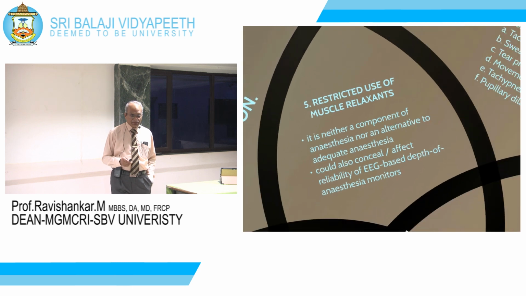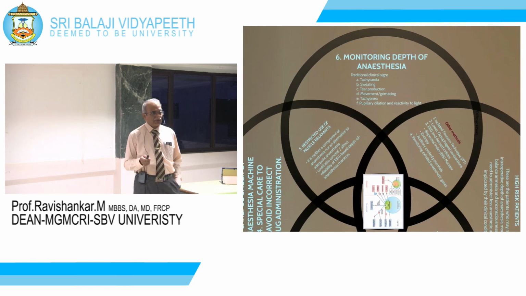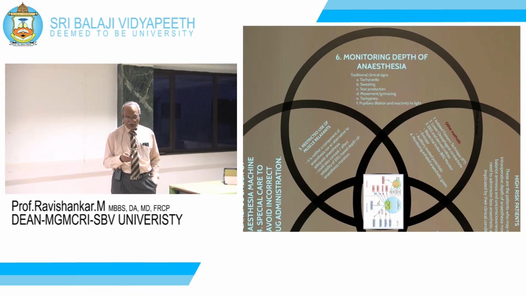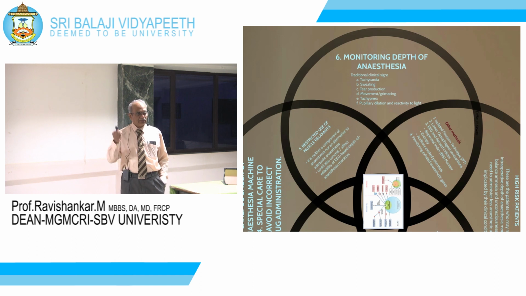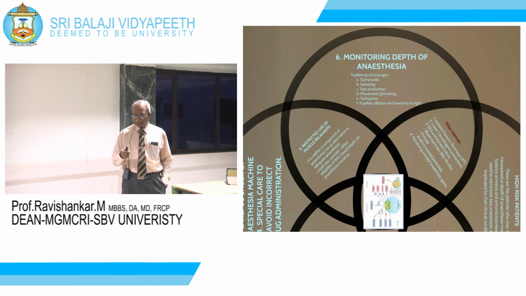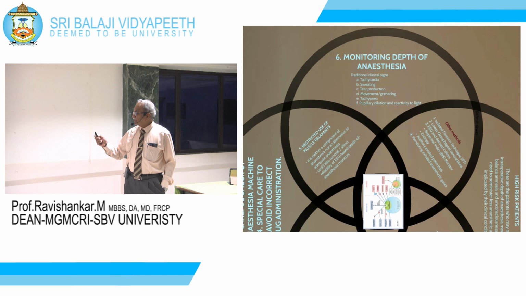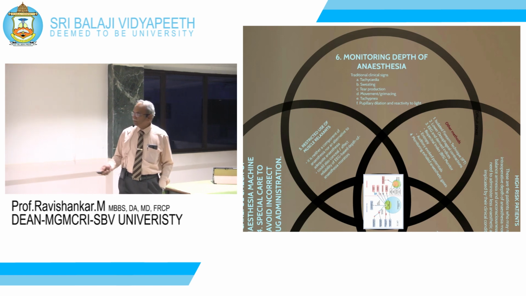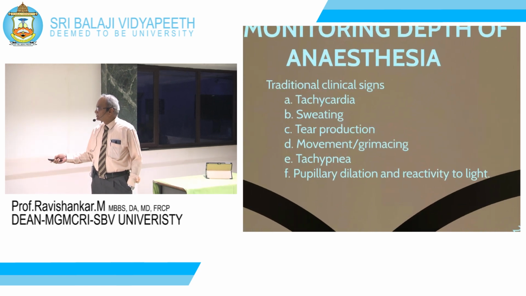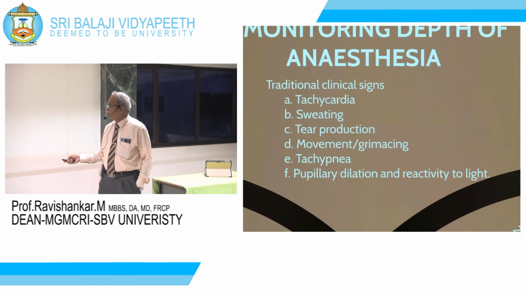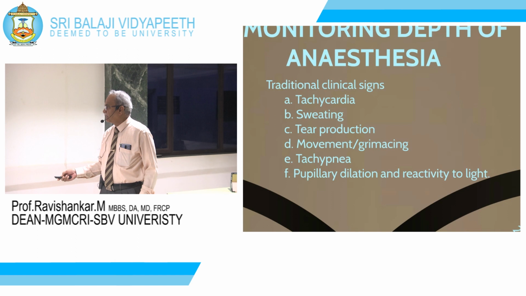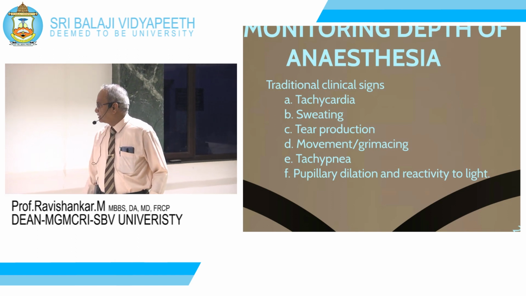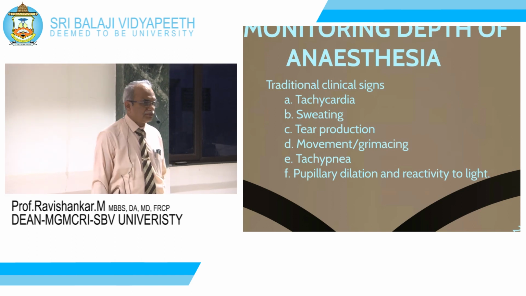Monitoring depth of anesthesia. We talked about the depth of anesthesia that is needed for any surgery, what you should reach. So what are the clinical monitors? Traditional clinical signs are tachycardia, sweating, tear production, movement or grimacing, tachypnea, pupillary dilatation, and reactivity to light.